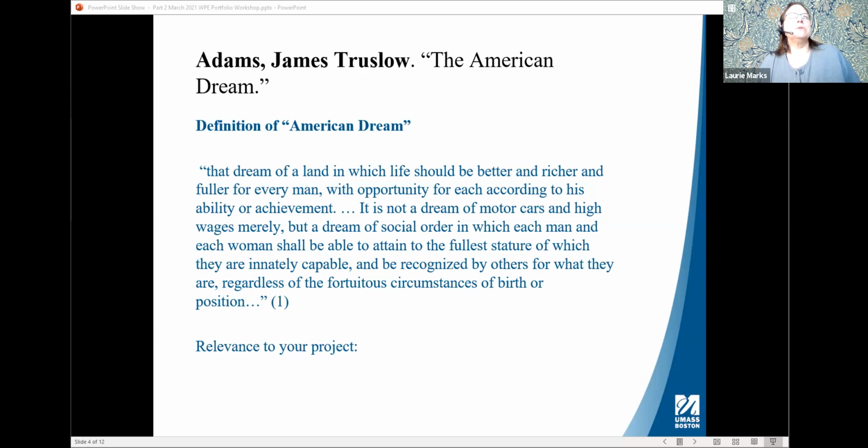It is not a dream of motor cars and high wages merely, but a dream of social order in which each man and each woman shall be able to attain to the fullest stature of which they are innately capable, and be recognized by others for what they are, regardless of the fortuitous circumstances of birth or position.